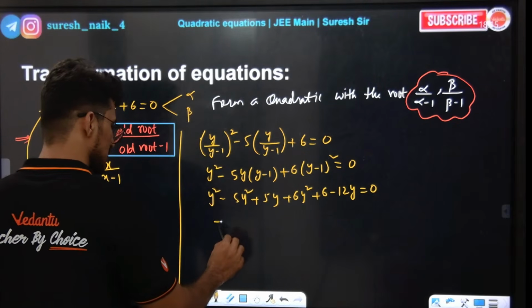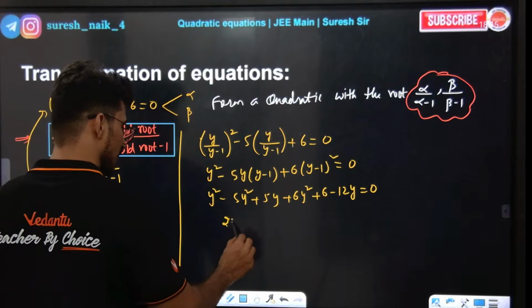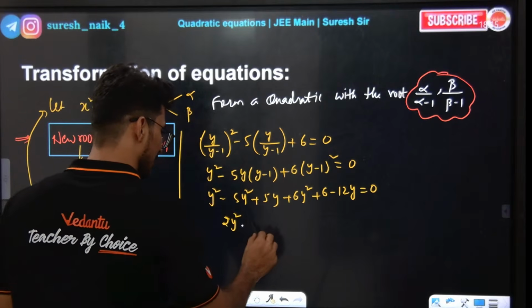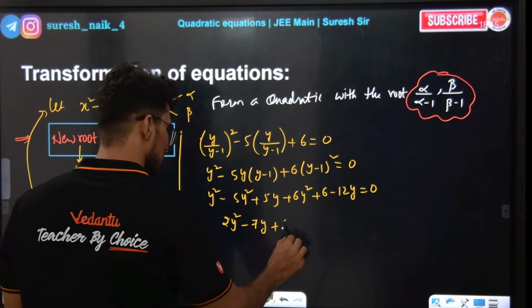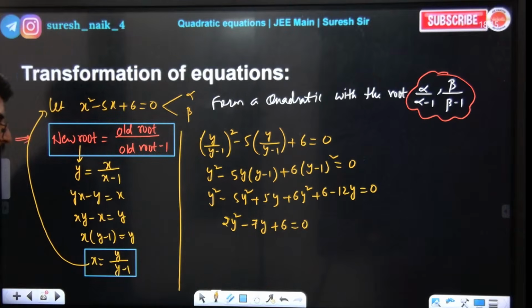Solve பண்ணி பாரு. 7 minus 5, so 2y square minus 7y plus 6 is equal to 0. Yes or no, tell me. 7 minus 5, 2, correct dana? Everything is cool? Yes sir.